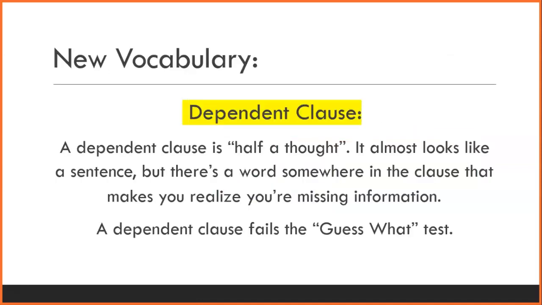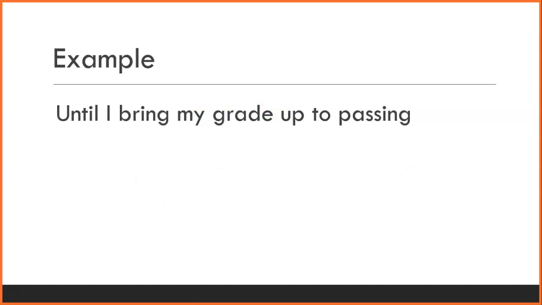So here's our new vocabulary for today. Dependent clause. A dependent clause is half a thought. It almost looks like a sentence, but there's a word somewhere in the clause that makes you realize you're missing information. A dependent clause will always fail the guess what test. Here's an example. Until I bring my grade up to passing. This is dependent. I is the person. What am I doing? I bring my grades up to passing. But that until changes the sentence. Until I bring my grade up to passing, what? Am I grounded until I bring my grade up to passing? Am I studying until I bring my grade up to passing?